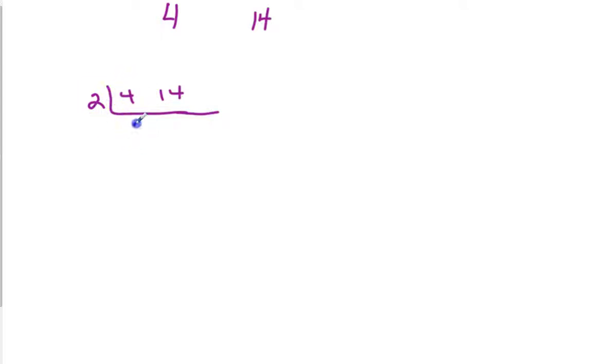4 divided by 2 is 2. 14 divided by 2 is 7. When I take a look at the bottom two numbers, 2 and 7, the only common factor they have is 1. Our greatest common factor between 4 and 14 is here at 2. Our least common multiple is we multiply all the numbers together. So we have 2 times 2 is 4, times 7 is 28.